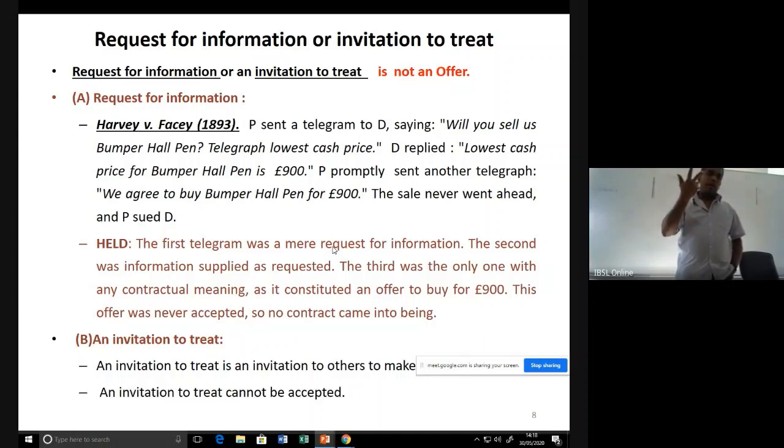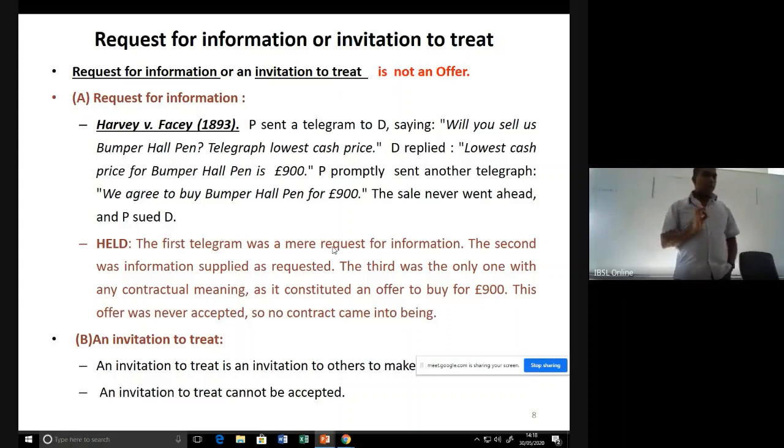Two pieces of information. One, whether you like to sell. The second, if you are selling, what is the price? So I am asking the other party a question. It's not a promise. So therefore, the other party can't accept. What happened here? Then the other party replied.